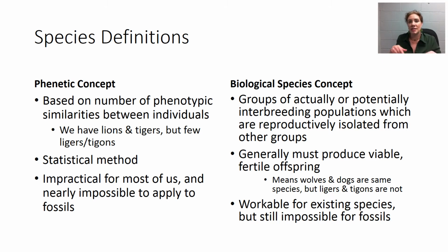The other definition is considerably more broadly accepted, and this is the biological species concept. This says that a species is a group of actually or potentially interbreeding individuals that are reproductively isolated from other groups. In addition to that, two organisms have to be able to interbreed and produce viable and fertile offspring. So their offspring have to survive and be capable of producing more offspring themselves.